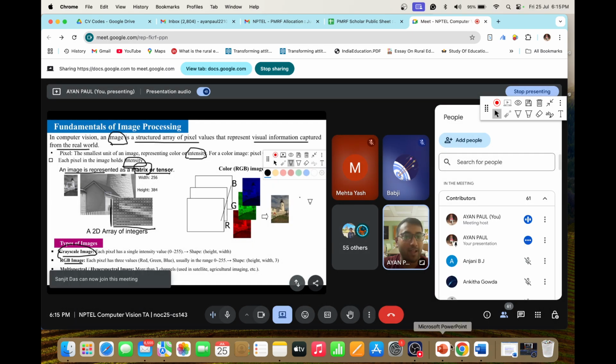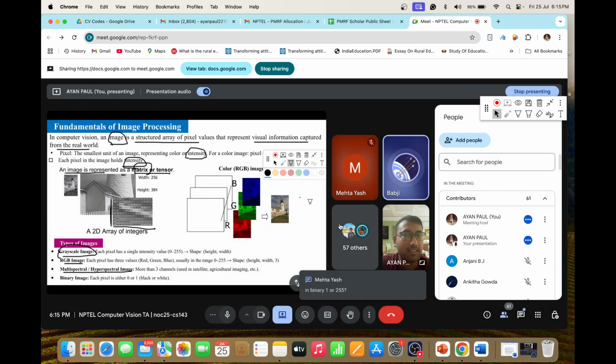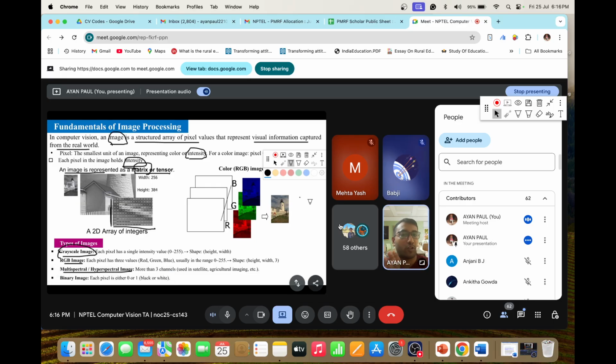Any doubt in this slide, guys? What is an image? What are the different types of image? How is an image represented in the form of pixels? What is the difference between a grayscale and an RGB image? And then what is a binary image and a hyperspectral image? So no doubt, right, in this slide?